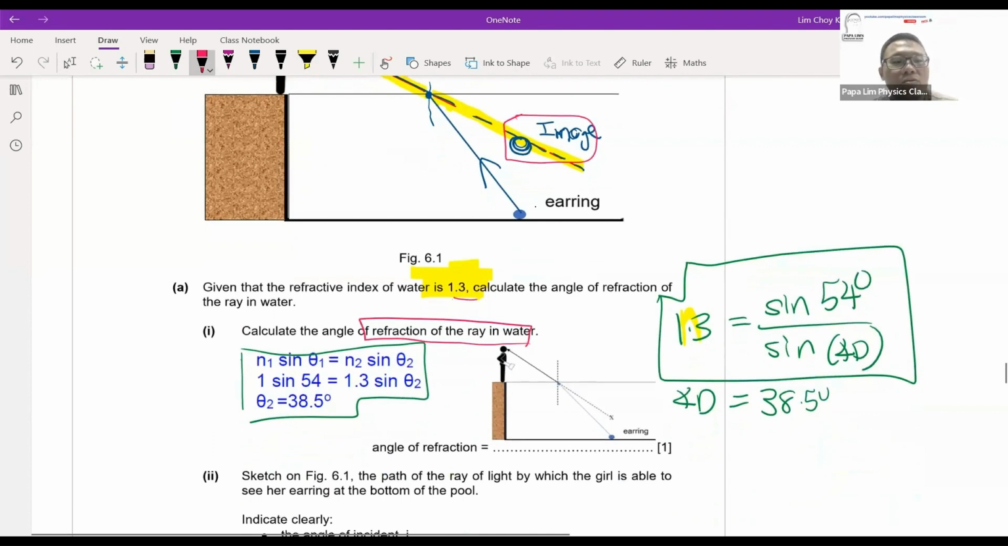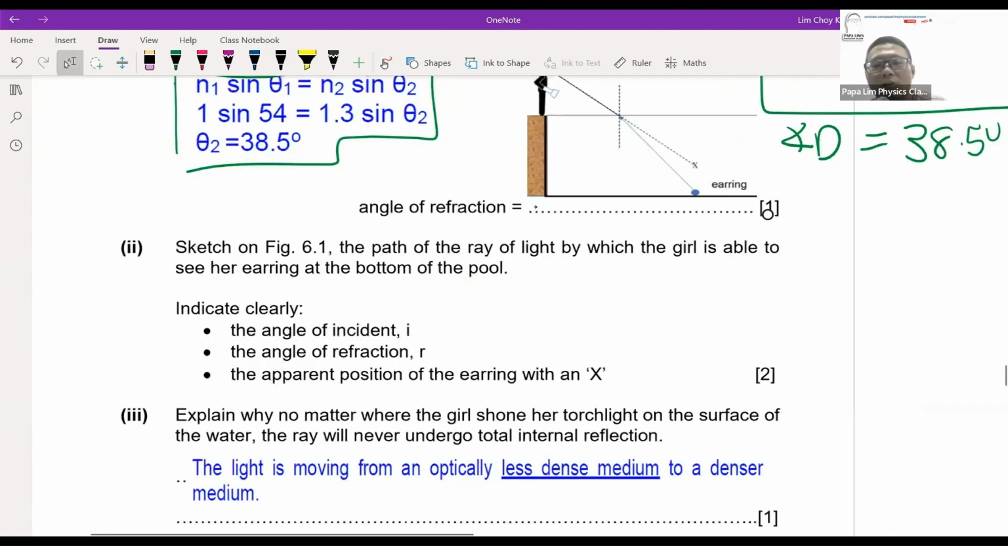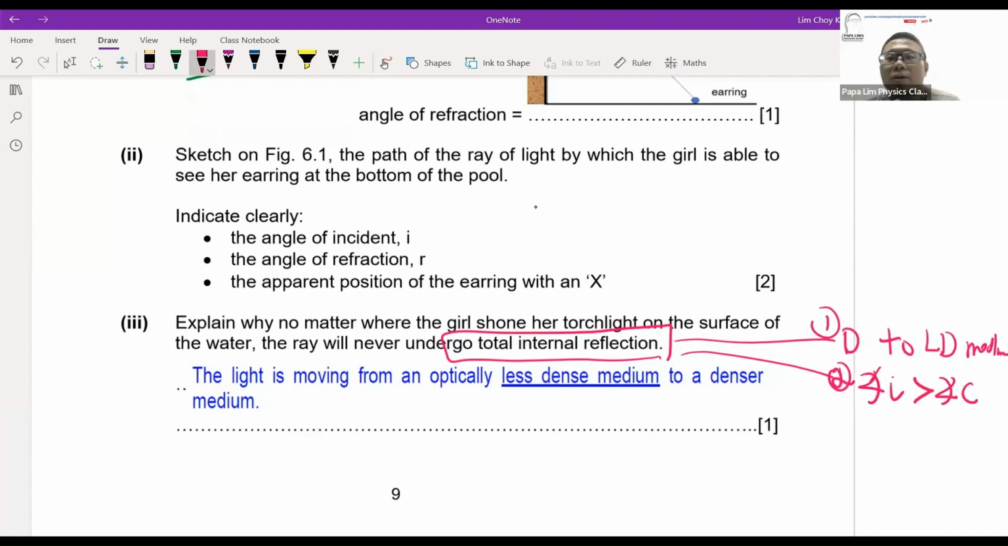Now for part 3 here, the question talks about internal reflection. Now remember, there are 2 conditions for internal reflection. Okay, the first condition is that it must always travel from an optically dense medium to an optically less dense medium. The second condition for internal reflection to occur is that your angle of incidence must always be bigger than the critical angle. So only upon fulfilling these 2 conditions will your internal reflection occur.